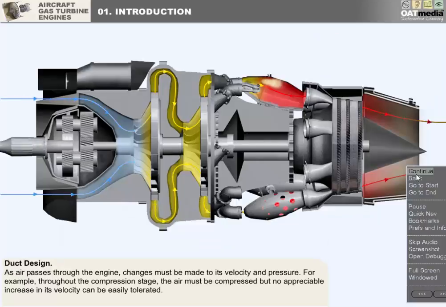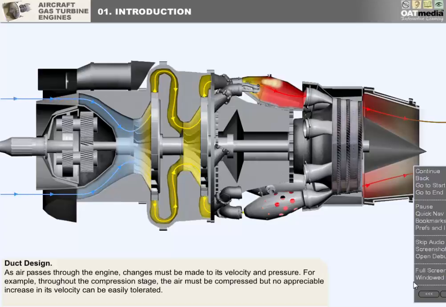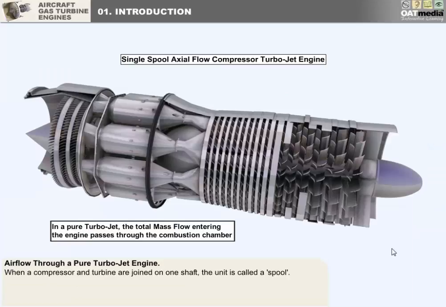For instance, as the air passes through the engine, various adjustments must be made to its velocity and pressure. For example, throughout the compression stage, the air must be compressed, but no appreciable increase in its velocity can be easily tolerated. When a compressor and turbine are joined on one shaft, the unit is called a spool. This diagram shows a single spool axial flow compressor turbojet engine.